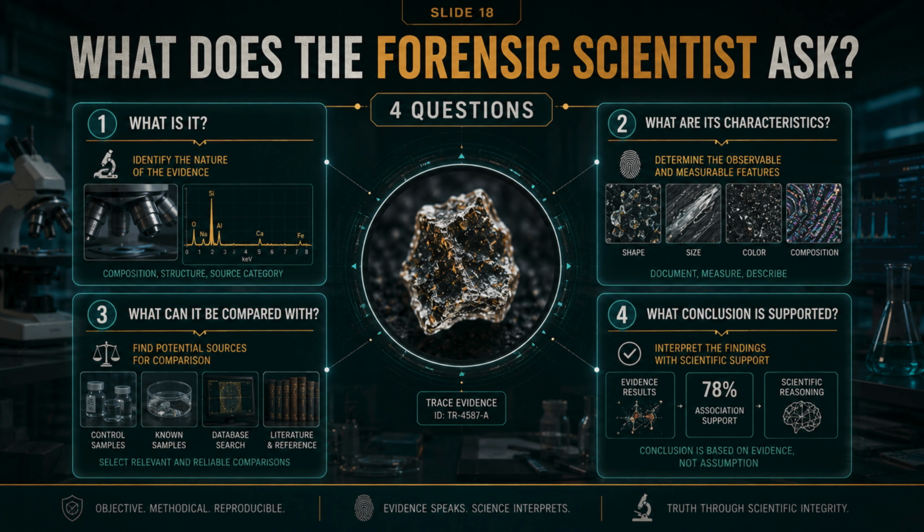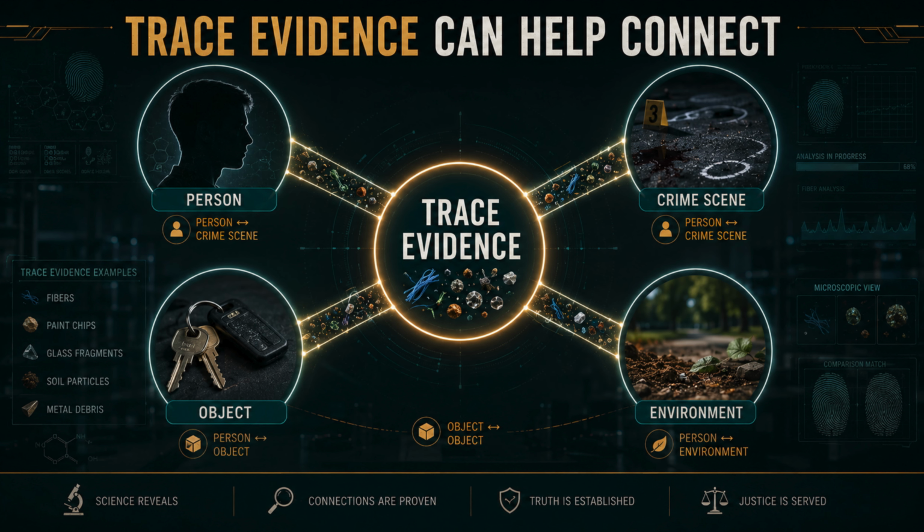What are its characteristics? What known samples can it be compared with? Are the characteristics consistent? And finally, what conclusion can scientifically be supported? Now let's answer the biggest question: why does trace evidence matter? Because it can help establish relationships.